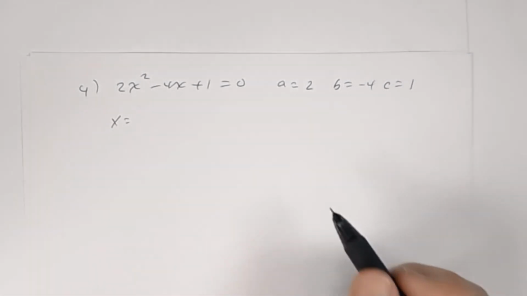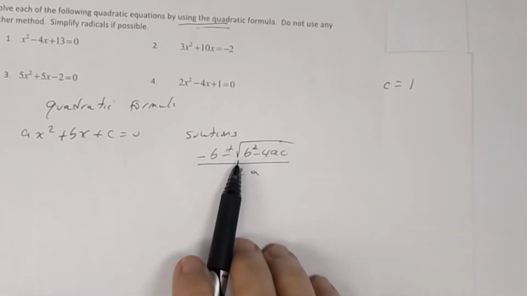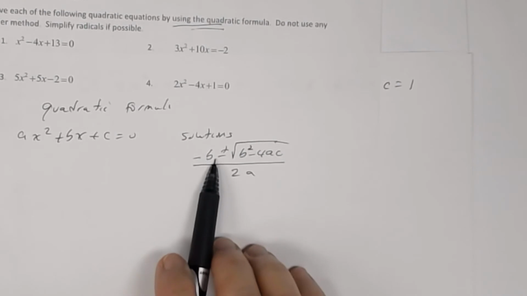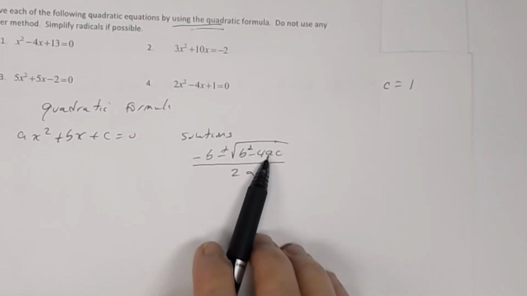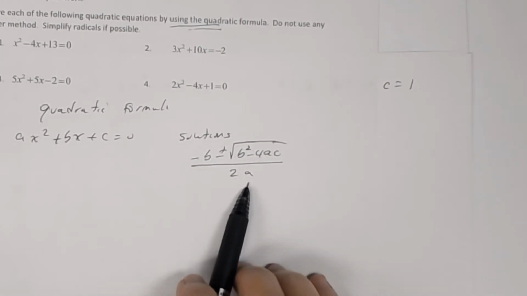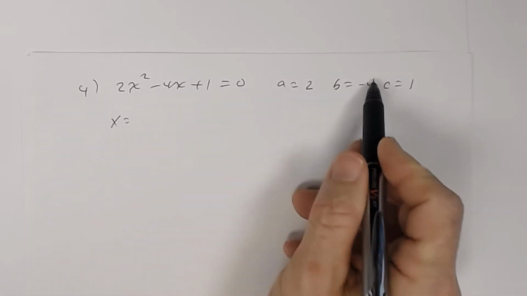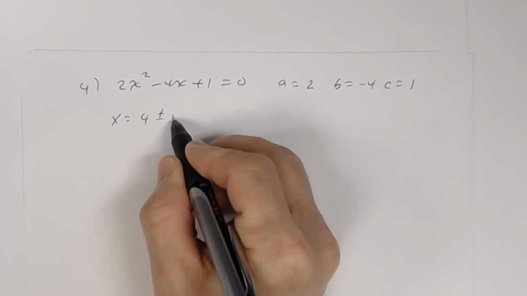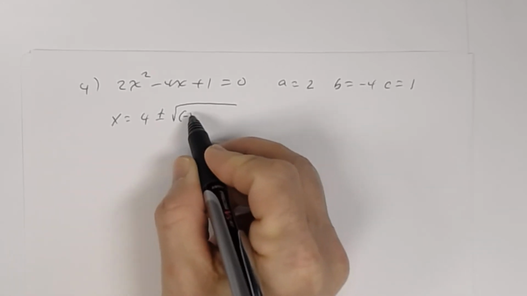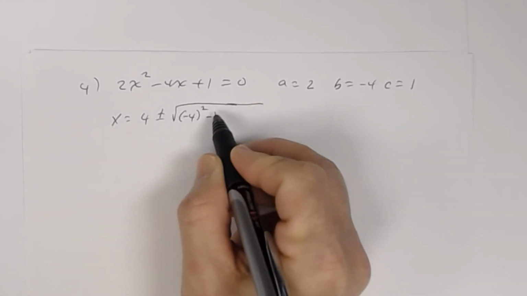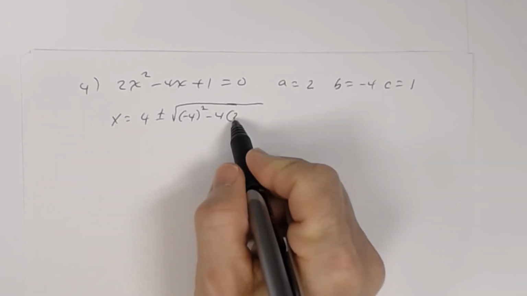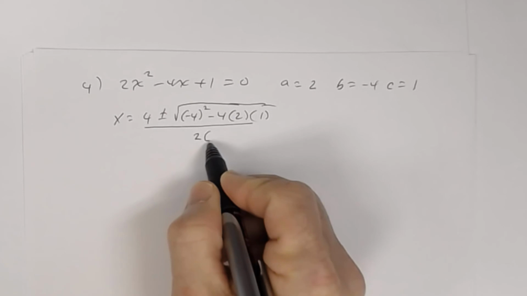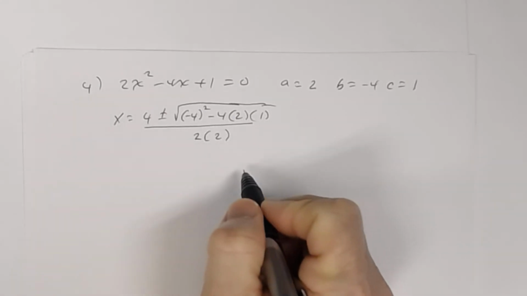So let's plug in, substituting all those values back into the quadratic formula. I get the opposite of b, plus or minus the square root of b squared minus 4ac, all divided by 2a. So if b is a negative 4, the opposite of a negative 4 is a positive 4, plus or minus the square root of negative 4 squared minus 4 times a, which is 2, times c, which is 1, all divided by 2 times a, and a is 2.